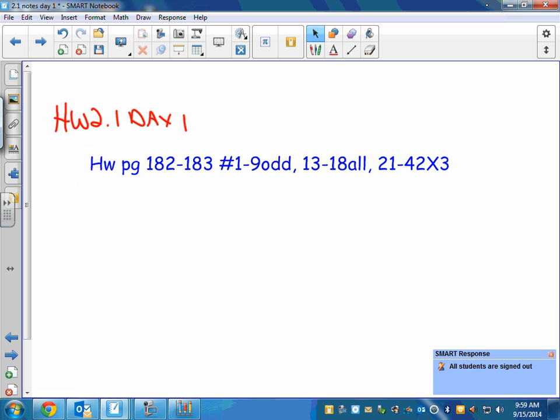Alright, let us go in the hallway now. Homework is 1 through 9 odd, 13 through 18 all, 21 through 42 multiples of 3. How exciting is that? Pay attention to what the directions say. Write your equations, like some of them are just, is it a polynomial? Some of them are writing slope equations, and then there's the completing the square, putting it in vertex form. You do have about 7 minutes to get started. Ask me questions if you have them.